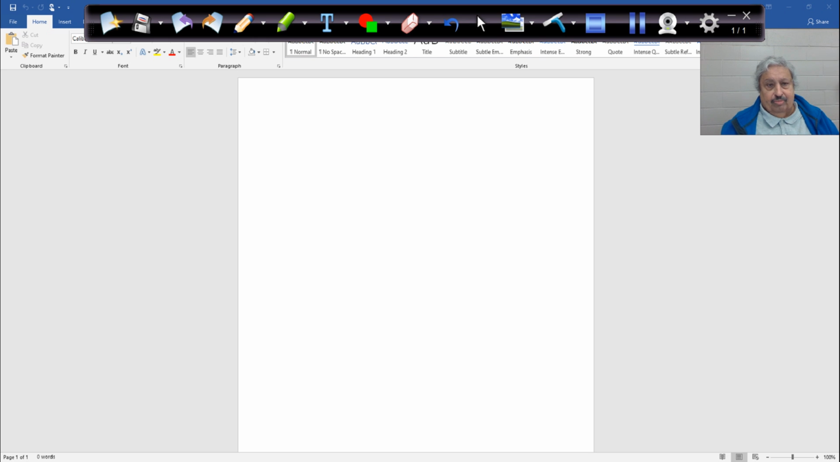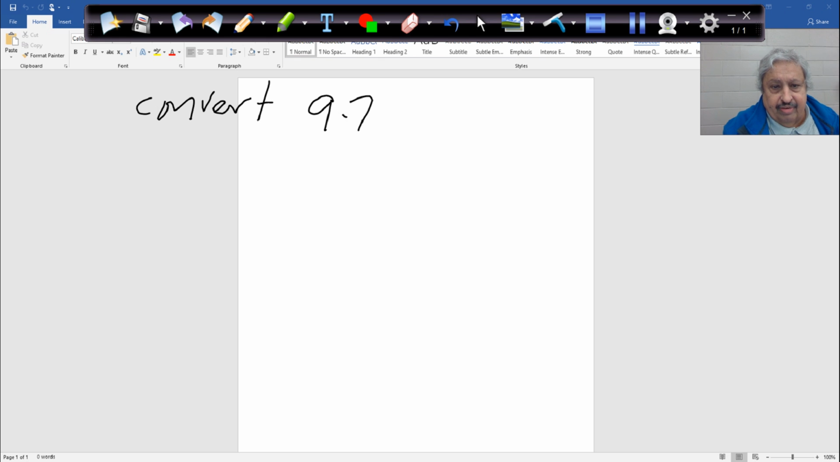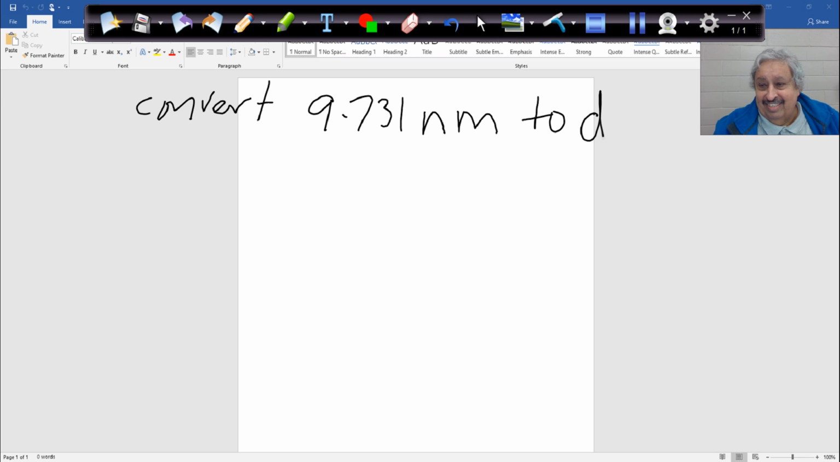So, two more examples. Let's convert 8.731 decimeter, correct, to nanometer, to make it a little bit difficult. Can we make it difficult a little bit? Okay, so dc, that's dc, not deca, that's a decimeter. That's a dc.